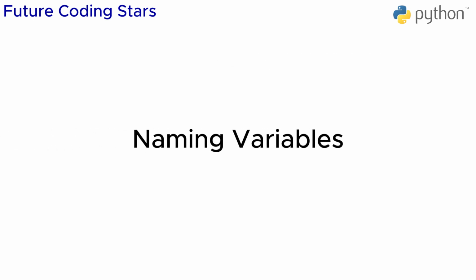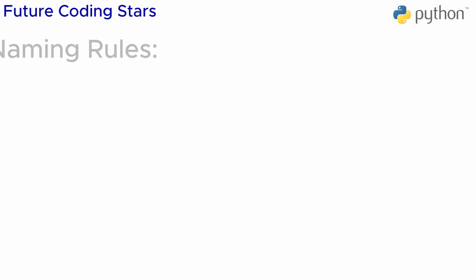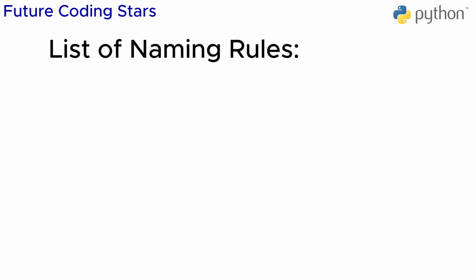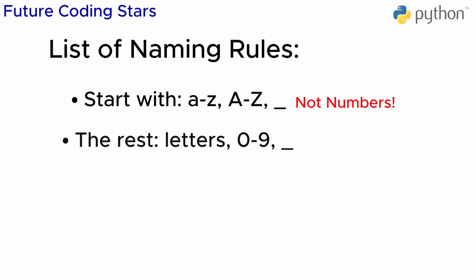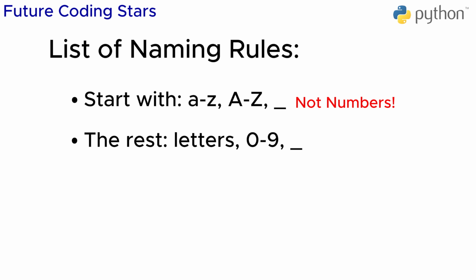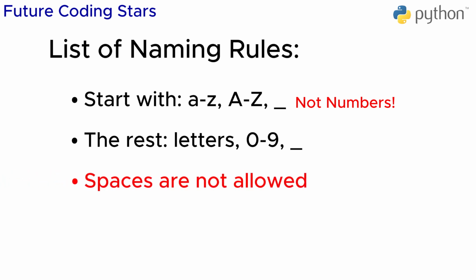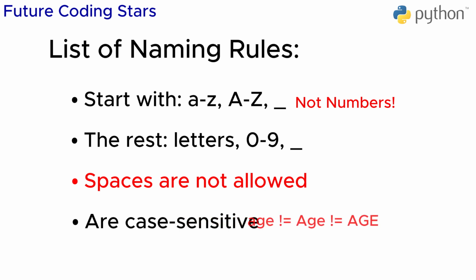Now, you can't name your variables just anything. There are a few rules and common practices. Variable names must start with an uppercase or lowercase letter, A-Z, or an underscore, but they cannot begin with a number. The rest of the name can contain letters, numbers, 0-9, and underscores. Spaces are not allowed in variable names. Variable names are case sensitive. That means age, Age, and AGE are three different variables.